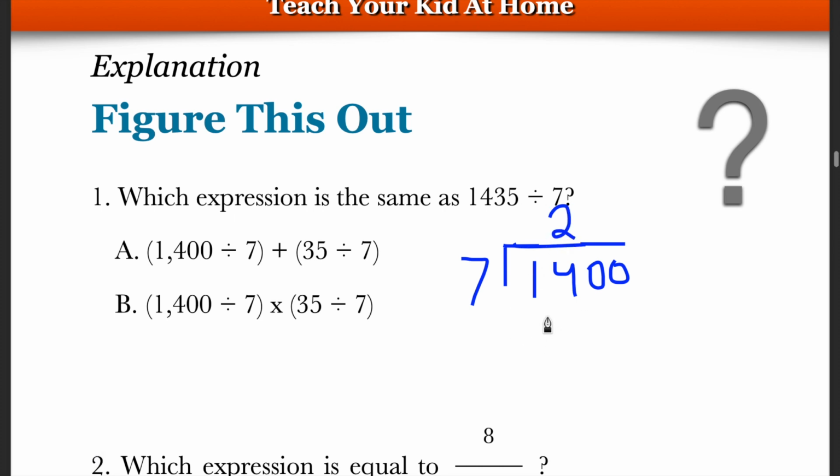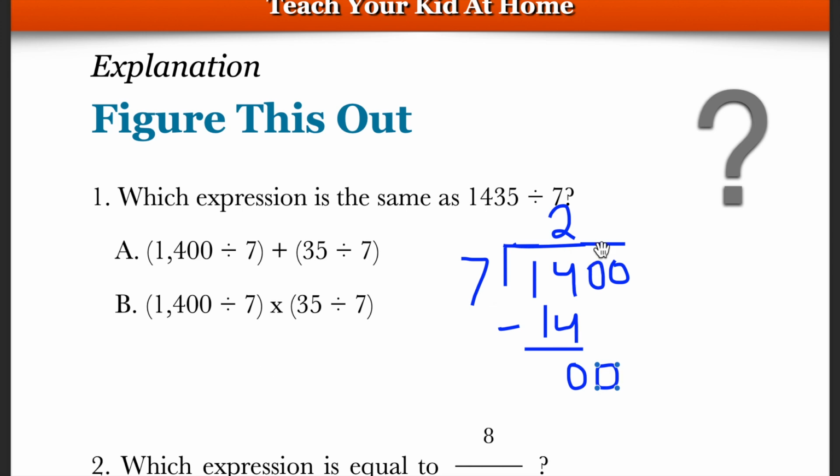7 times 2 is 14. I'm going to go with my 14 right here. I'm going to go ahead and subtract this. And when I subtract this, I'm going to end up with 0, right? So 14 minus 14 is 0. Then all I have to do now here is bring down my 0. And this is going to be kind of easy from here.